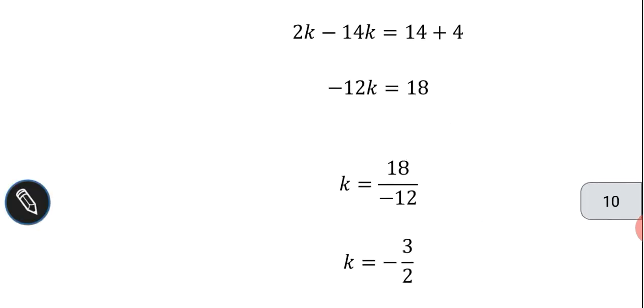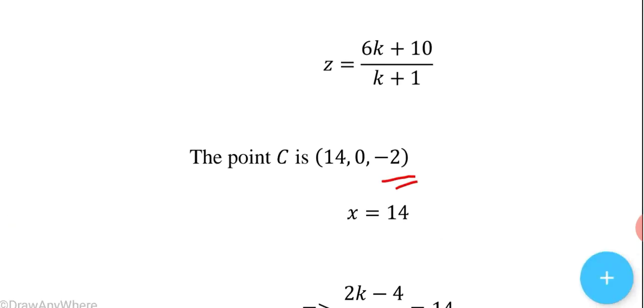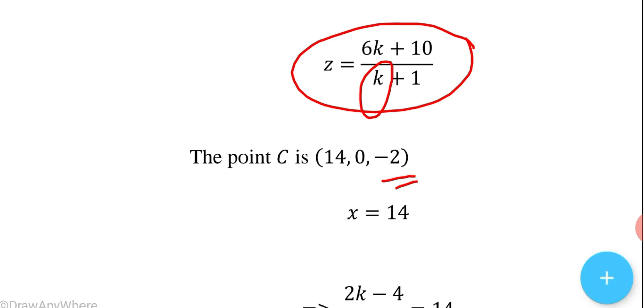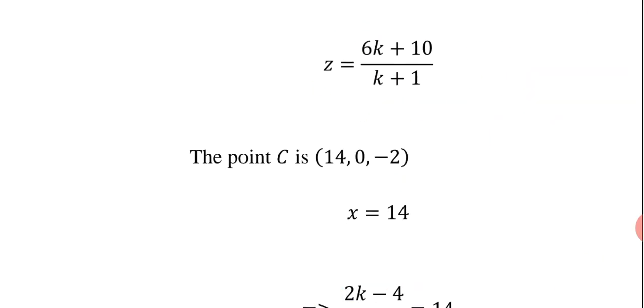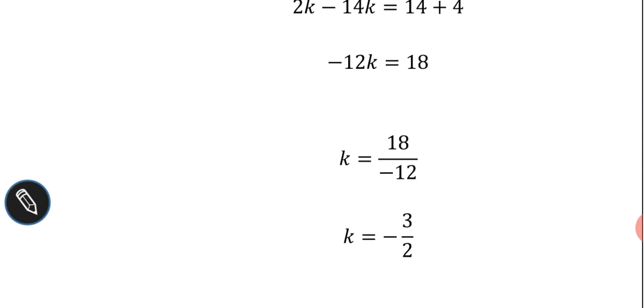Similarly, here z is equal to -2. Also use this equation, put the value k = -3/2, and check whether we will get z = -2 for k = -3/2. So first step, finding the value of k, we have calculated k = -3/2.